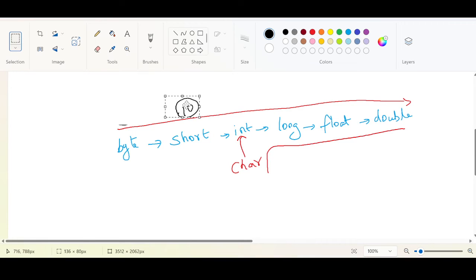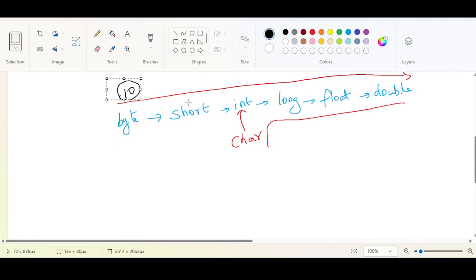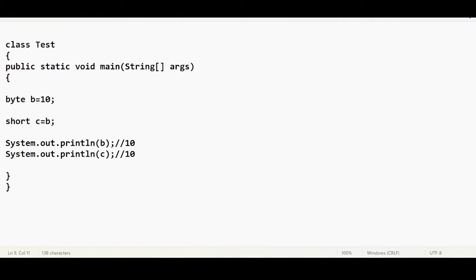Example, the value 10 was previously assigned to the byte data type, right? And in the second line, this value again is getting reassigned to the short data type. This process is called widening. So what is going to happen internally, we are going to understand now. Let us trace this for better understanding.